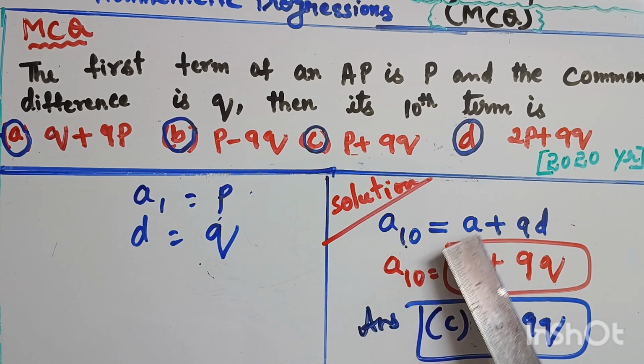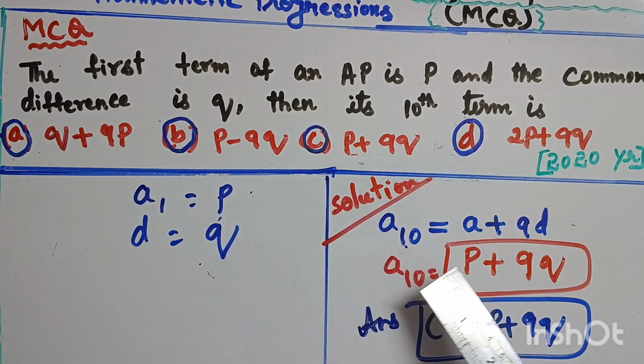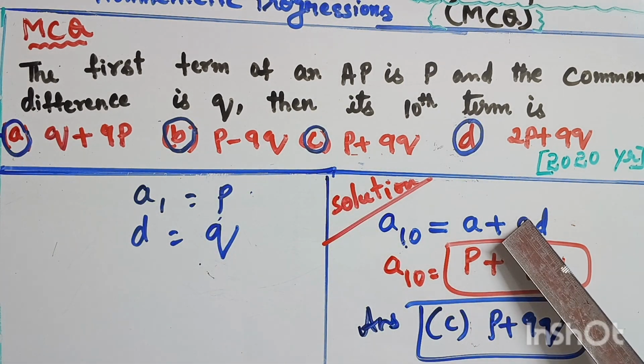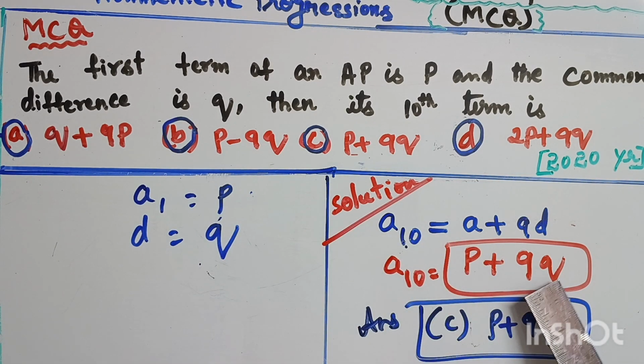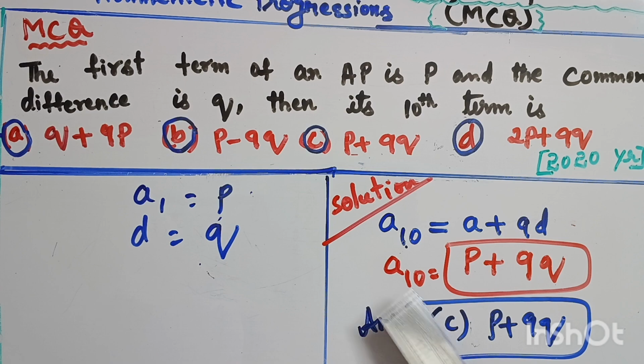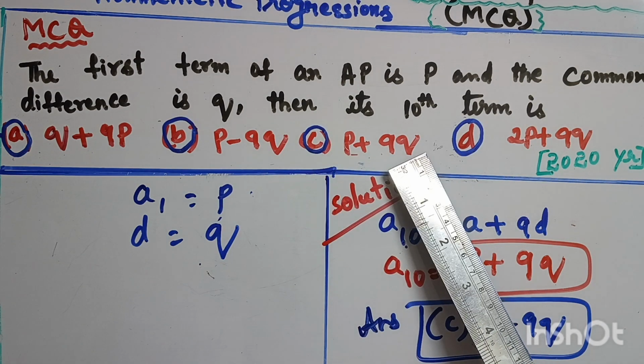So A10 is equal to, A value is P, so we'll write P plus 9. We write 9 as it is. D value is Q, so we'll write Q only. P plus 9Q. Option C. P plus 9Q is the answer.